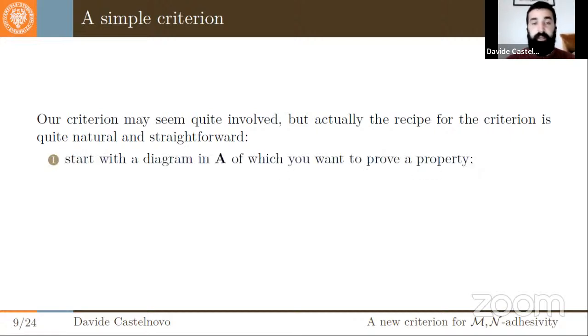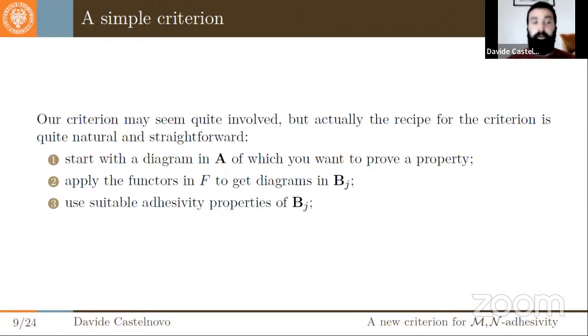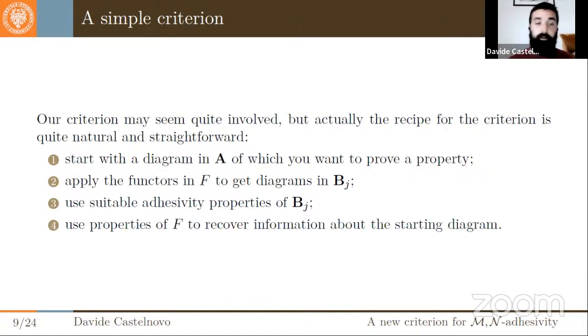This may seem quite involved, but actually the recipe for this criterion is quite natural. Start with a diagram in A, of which you want to prove a property, and apply the functors in F to get a bunch of diagrams in all the Bj's. Now you can use suitable adhesivity properties of the Bj's. And then we can use properties of the family F, like joint reflection or joint creation, to recover information about the starting diagram. So this is, you see, really the formalization of the idea that you are computing limits and co-limits as in the Bj's.